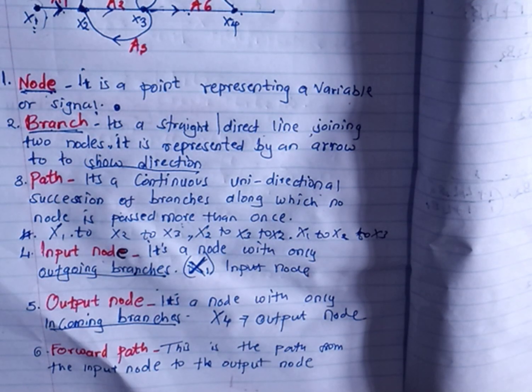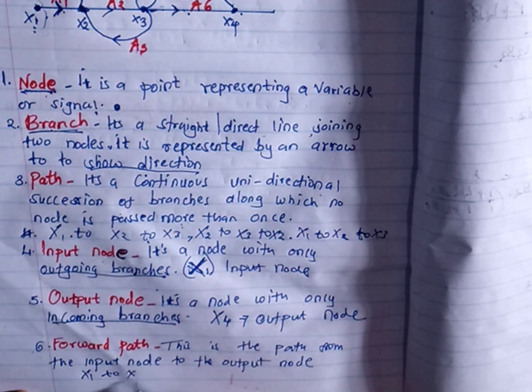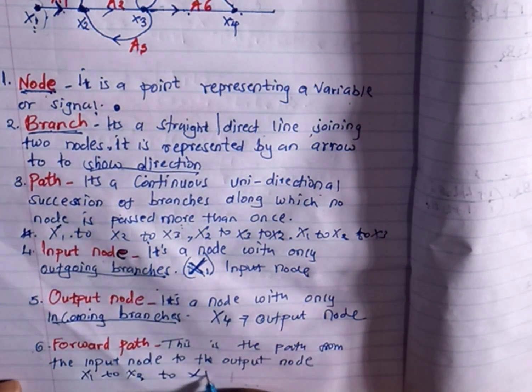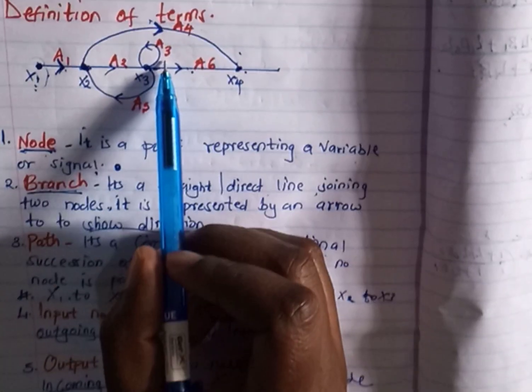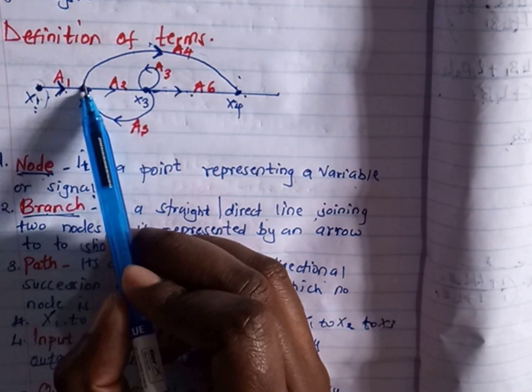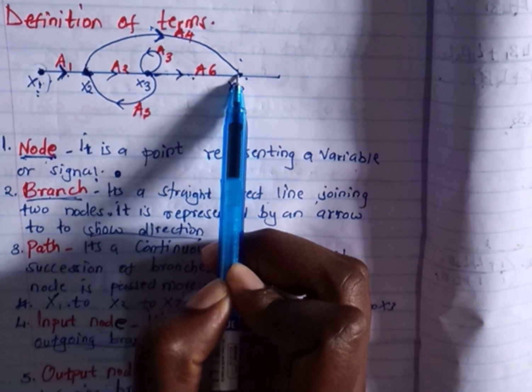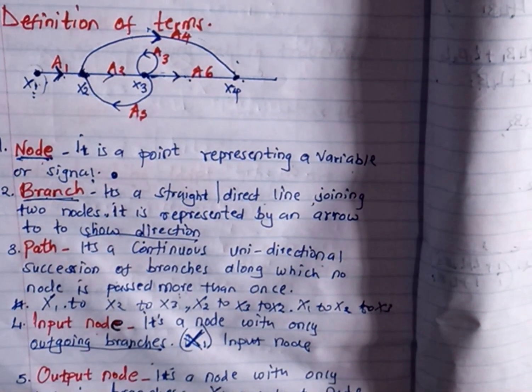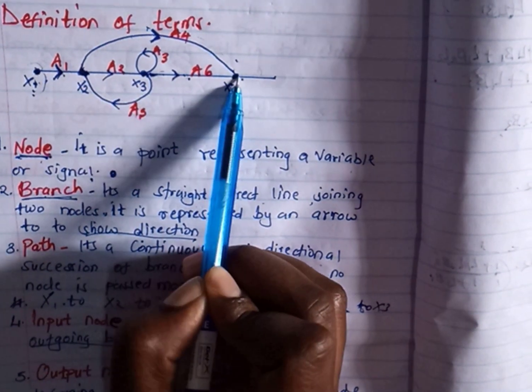So when I look at my diagram, I have the forward path from x1 to x2, then to x4. When I consider this path, x1, x2, then x4, that is my forward path. Then I still have another path, which is x1 to x2 to x3, then to x4.